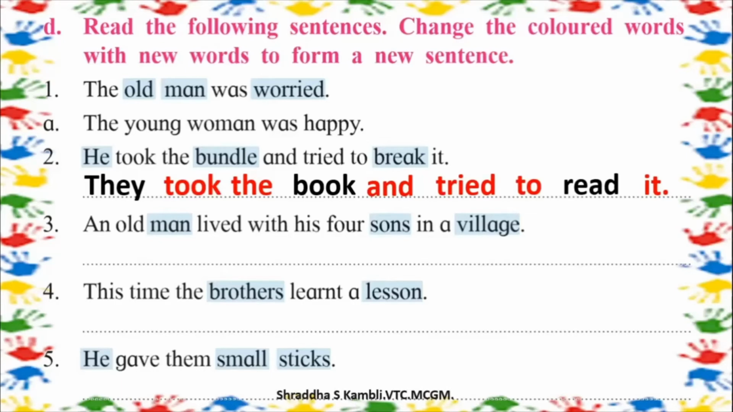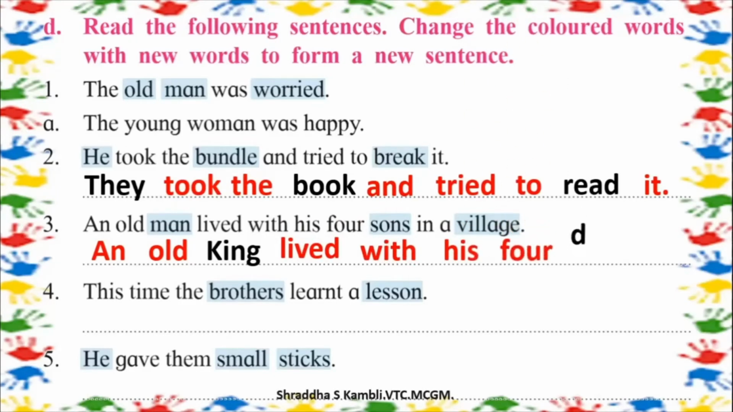So an old man, so we are going to change man, lived with his 4 sons. We are going to change the word sons. In a village, we are going to change the word village. So come on, let's start. And remains the same. Old remains the same. Man becomes king. Lived remains the same. With his 4. Now sons, I have made it daughters. Now it is a king. Okay, the old man lived in the village, but it is a king. So the king with his daughters will live in a palace. P-A-L-A-C-E means mahal. Okay, so see how the meaning of the sentence has changed.